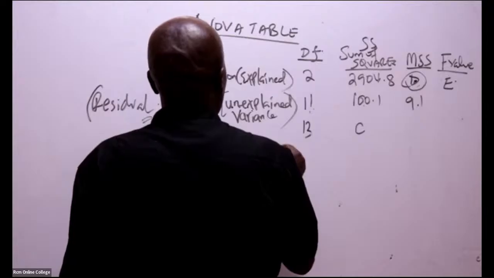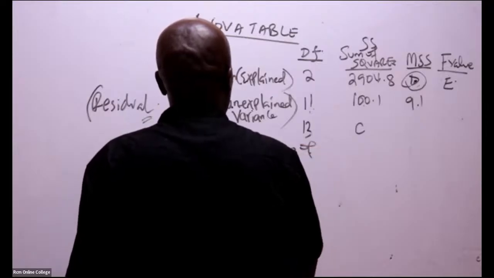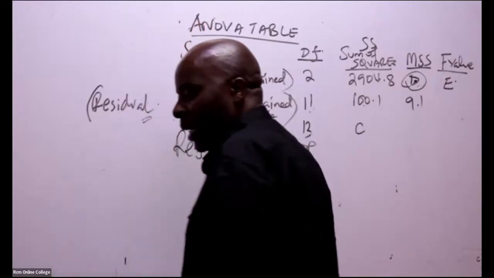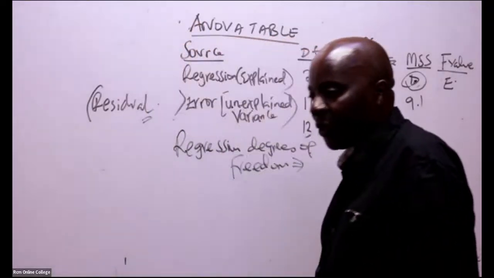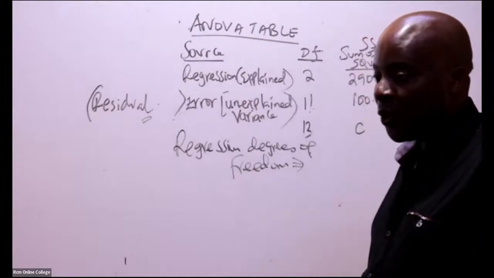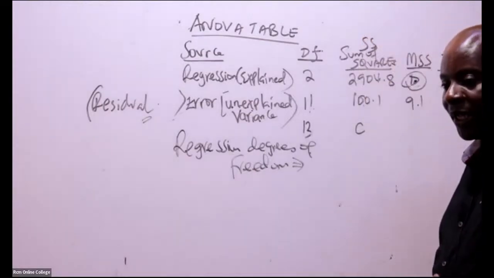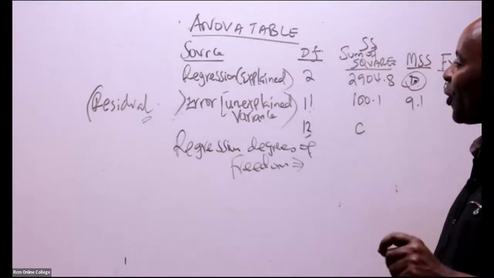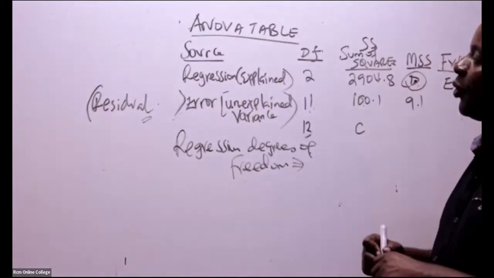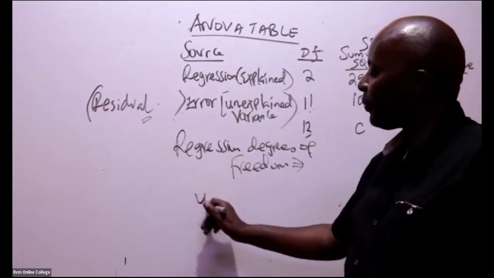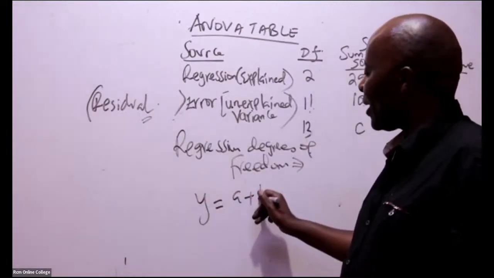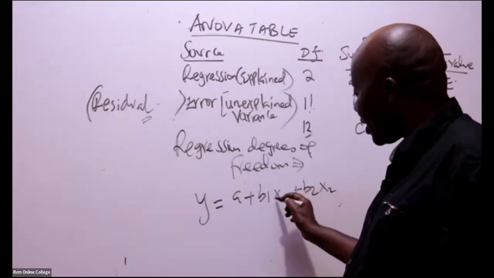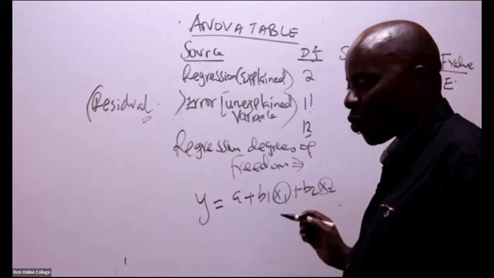Regression degrees of freedom. K is the number of predictor variables. You know, like we had this equation of ours: A plus B1 x1 plus B2 x2. These are the predictor variables, and they were 2.